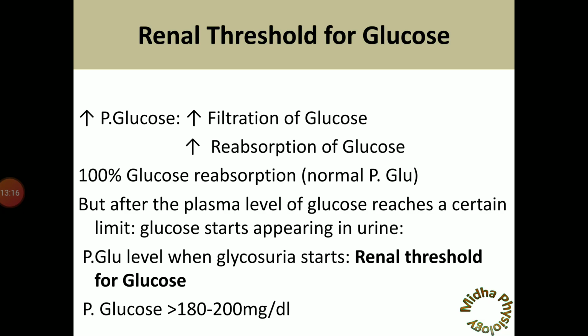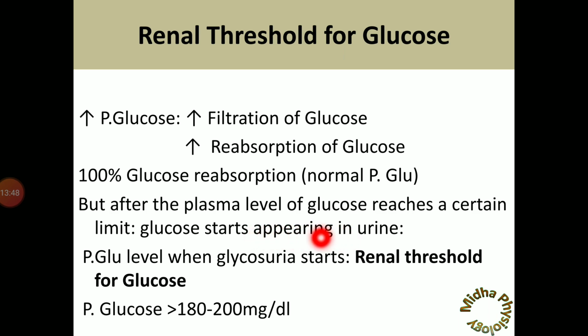carrier. So you see, whenever the plasma glucose level is increased, the rate of filtration of glucose will also be increased, and the reabsorption of the glucose will also be increased. But when you say that the glucose reabsorption is 100%, this 100% reabsorption also occurs only up to a certain limit, because after the plasma glucose level reaches a certain limit, the glucose will start to appear in the urine.